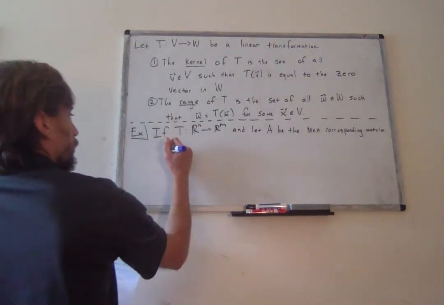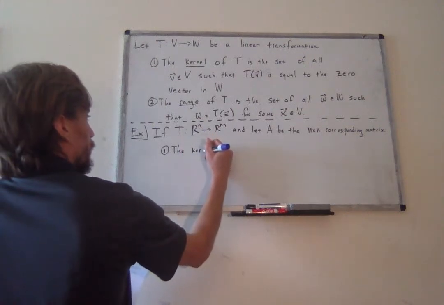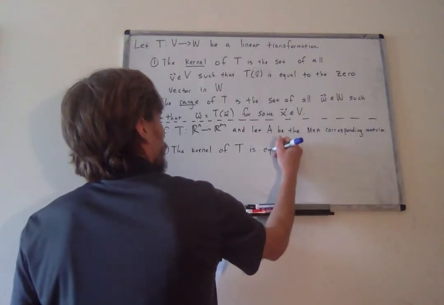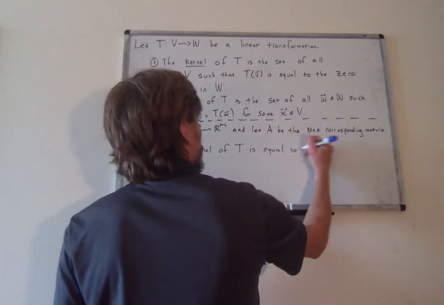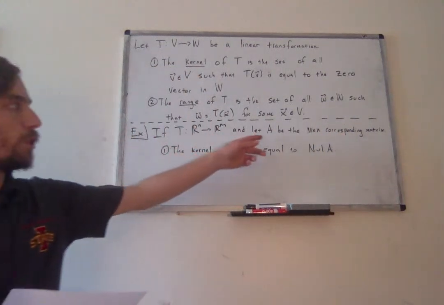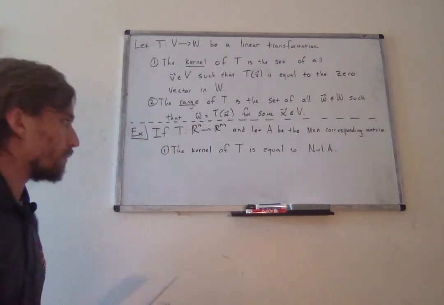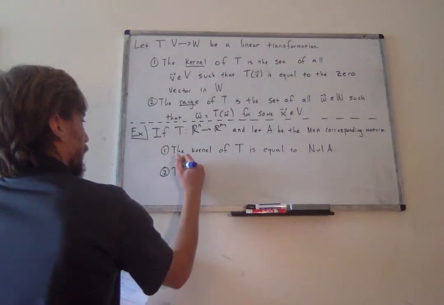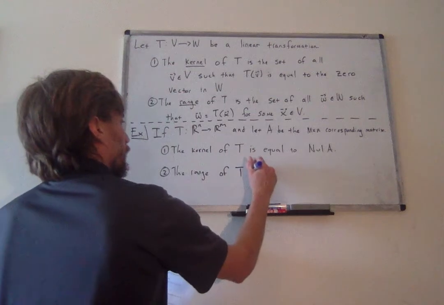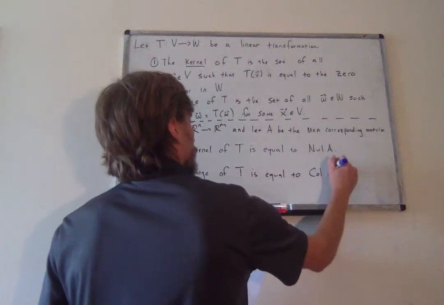Well, then the kernel, notice, is all of the vectors which map to the 0 vector in Rm. And in this context, it is just the null space of A, right? Because remember, the null space of A is all vectors x such that A times x is equal to 0. And the range of T is equal to the column space of A.